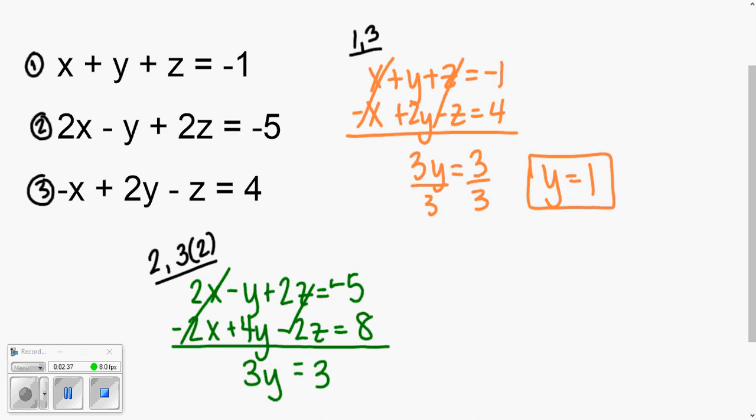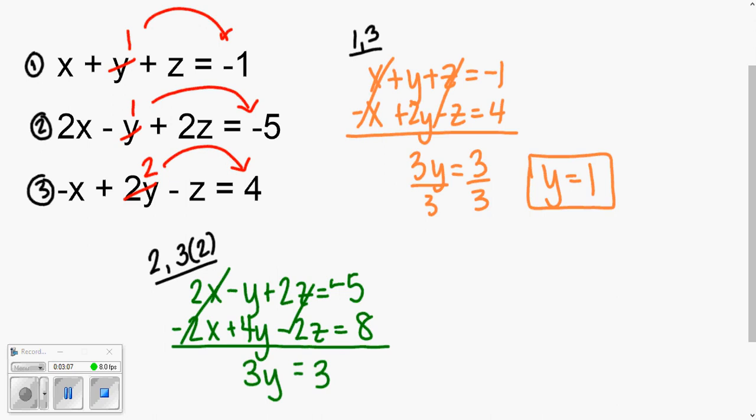So I'm going to switch gears a little bit. Here's what I know right now. I know that y is 1. So it's a whole new game of attack here. I'm going to take equations 1, 2, and 3 and write a brand new system using my y value, and I'm going to take those values and combine them on the other side.